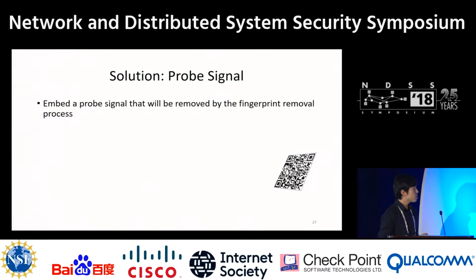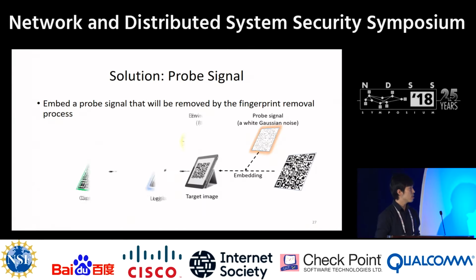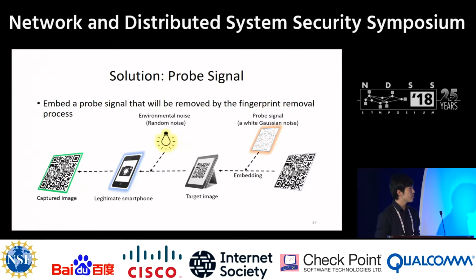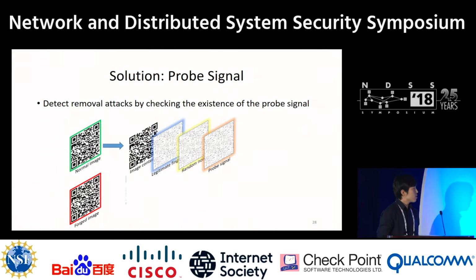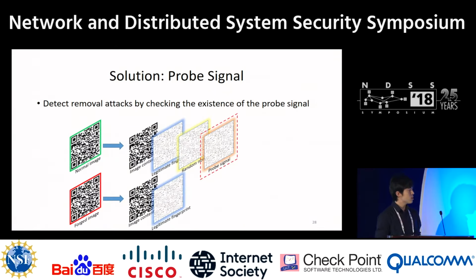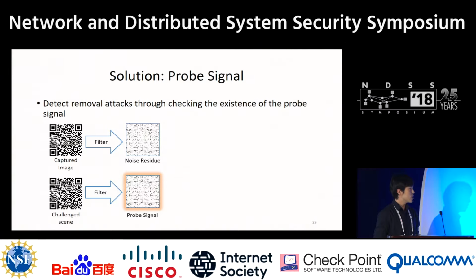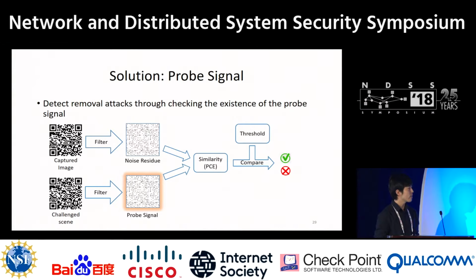So we propose to embed a probe signal that will also be removed by the denoising filter used for fingerprint removal. So it must be sensitive to the denoising filter, and it should be able to be captured by the camera. So we choose to use a white Gaussian noise as the probe signal. So only the normal image will contain the probe signal, so we can detect such attacks. We calculate the similarity between the noise residual and the probe signal and judge by a threshold again to see whether it is a forged image.